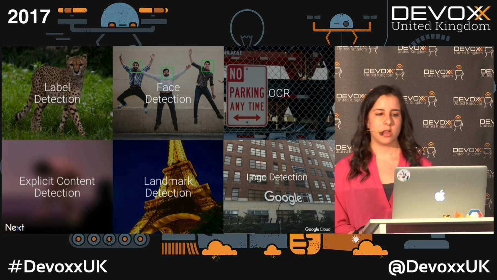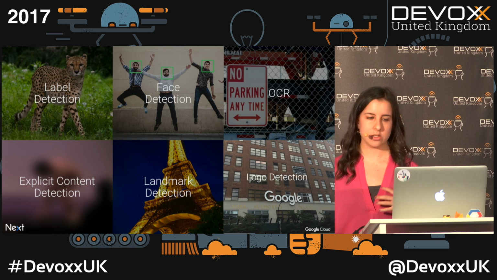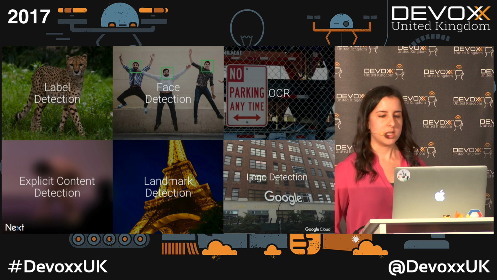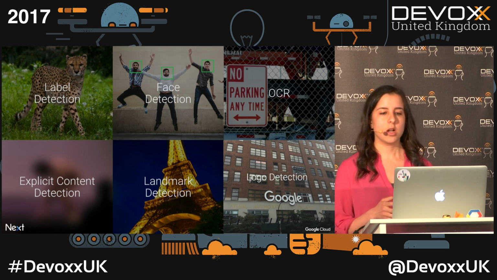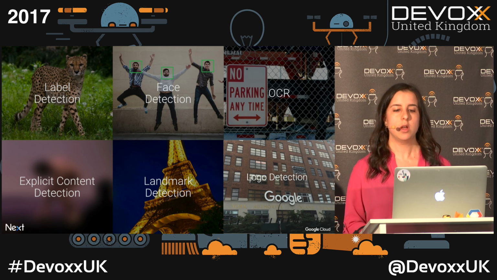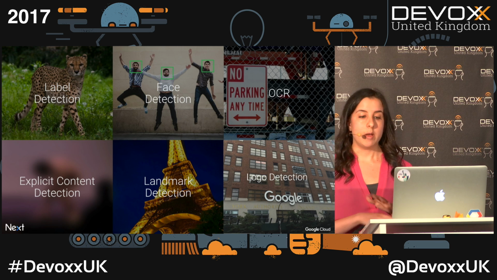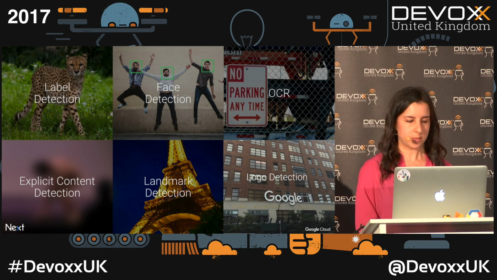Face detection will tell you how many faces are in this image, where those faces are, and what the emotions in those faces are. Are they happy? Are they sad? Are they surprised or angry? Face detection can tell you that. OCR, this feature will pick out text in images. So in this sign, for example, it would be able to tell us where the text was found, what language it's in, and the actual written text itself.